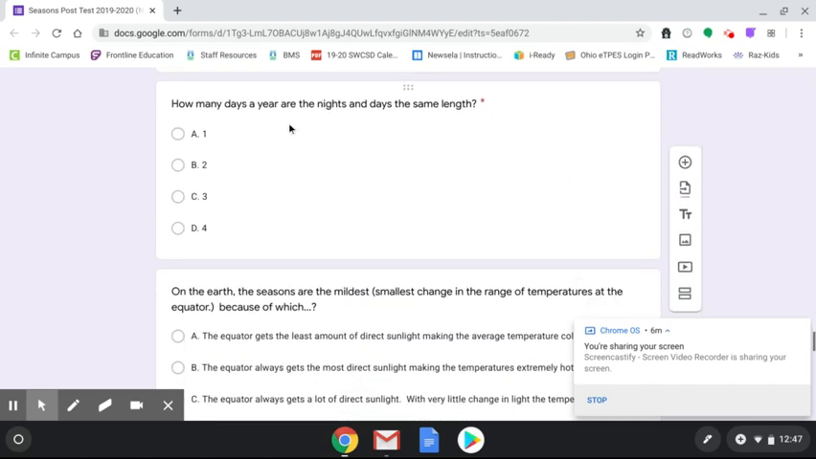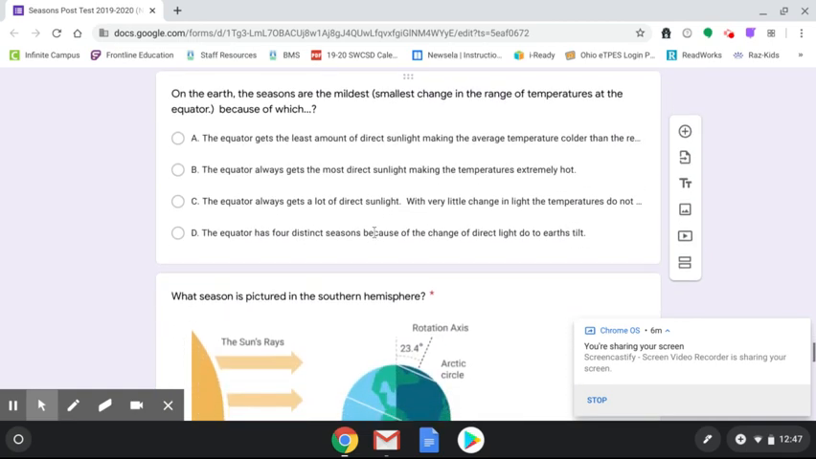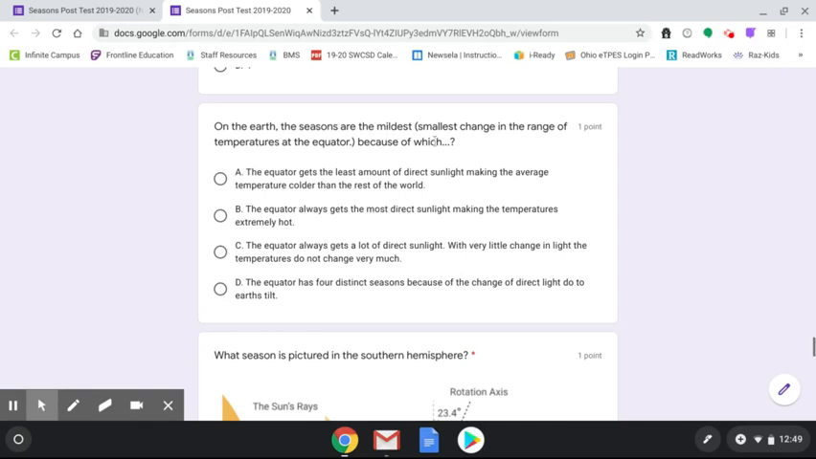How many days a year are the nights and days the same length? 1 day, 2 days, 3 days, or 4 days? On the Earth, the seasons are the mildest, smallest change in the range of temperatures at the equator because of which? So, which of these answers best describes why the seasons are mildest when there's a smallest change in the range of temperatures at the equator because of?